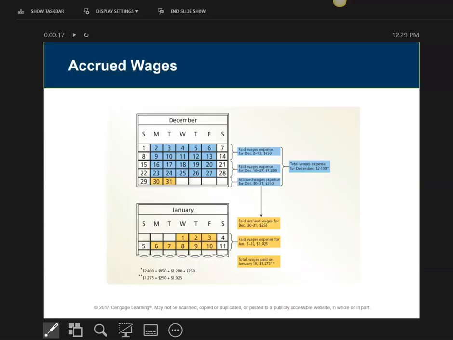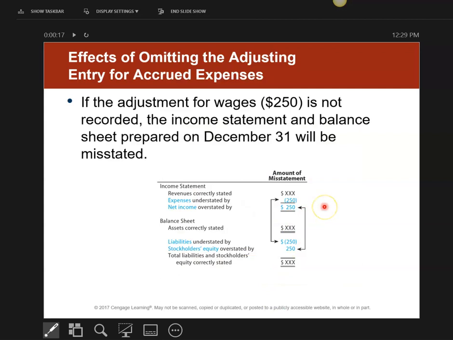Now, if I forgot to do this journal entry, here's what would actually be happening. My expenses would be understated, but my net income would be overstated. Okay, so again, here are the effects if I left off accrued expenses. These were the accruals. On the next video, we're going to look at the deferrals.